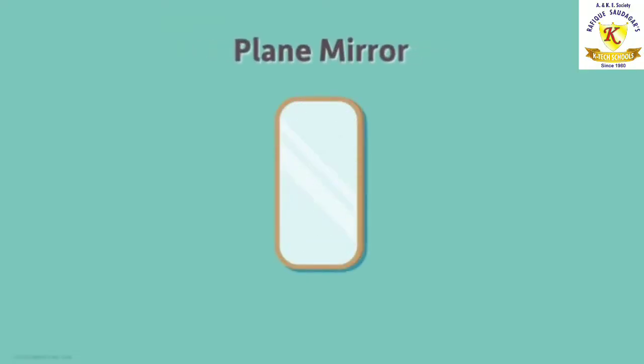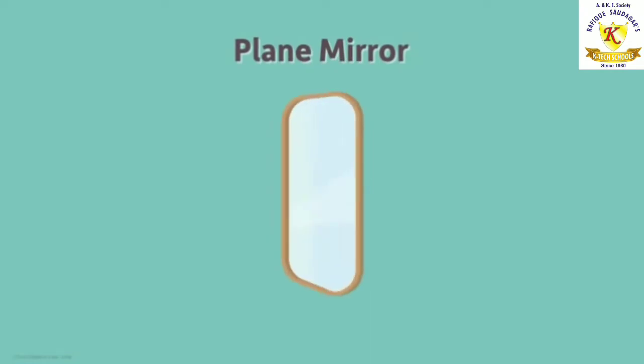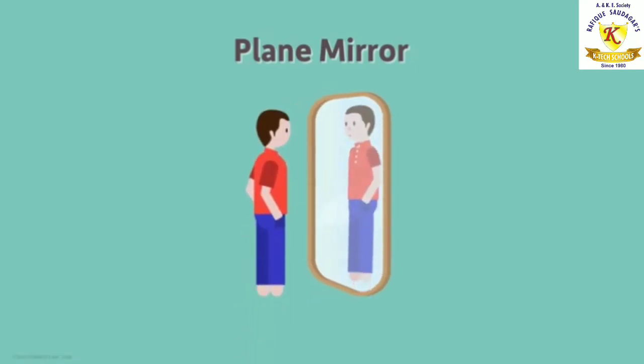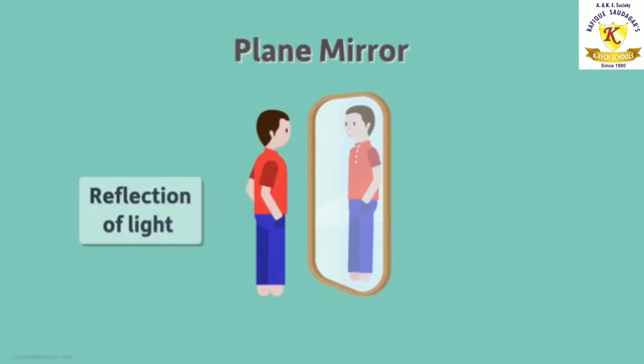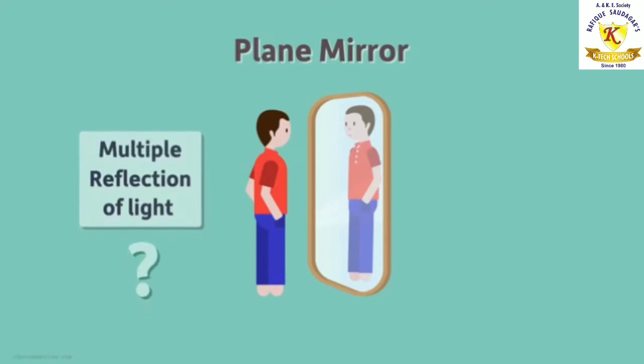So let's consider the plane mirror. Now children, what happens here? See, when we stand in front of the mirror, an image of ourselves in the mirror is seen. That's nothing surprising. Now why are we able to see our image? Yes, it is due to reflection of light. In fact, it is due to multiple reflection of light rays.